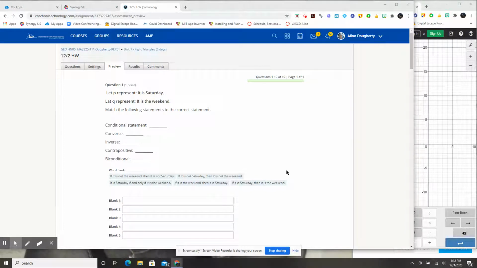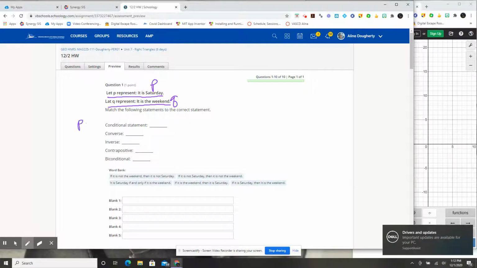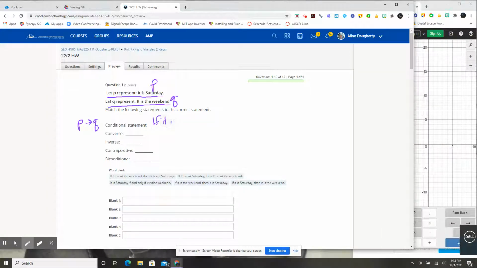So hopefully everybody's done their homework and you're just checking this. We need to first talk about P's and Q's. Saturday is P, and let Q be the weekend. So if we're going to do a conditional statement, that's P, then Q. If it is Saturday, comma, then it is the weekend.